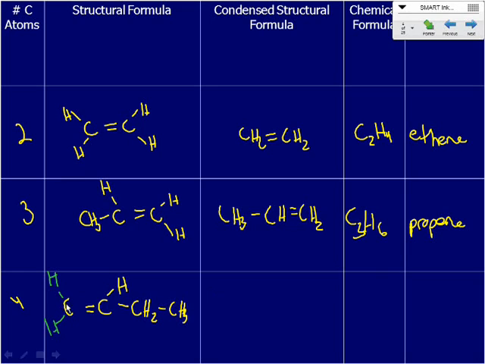Okay, so that's not a bad picture right here. C, 2 H's, double bond, H, and then CH2, CH3. Okay? And in terms of the condensed structural formula, CH2, double bond, CH, and then we keep going down the chain, CH2 and CH3. Okay? And C4H8.